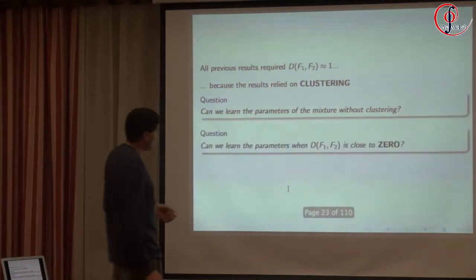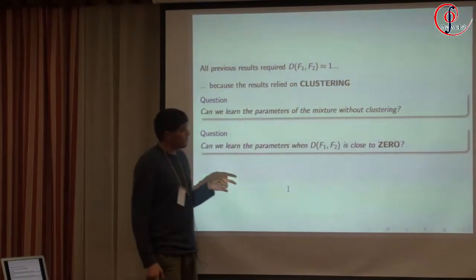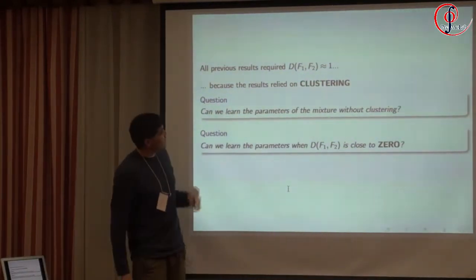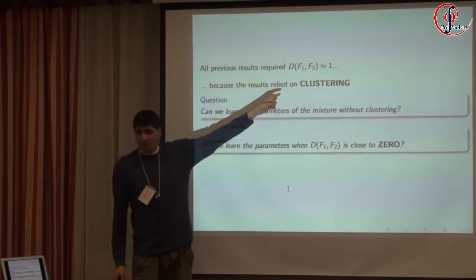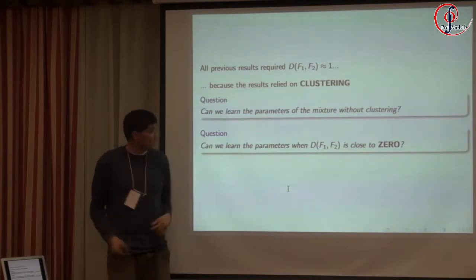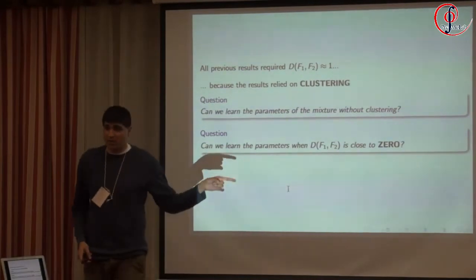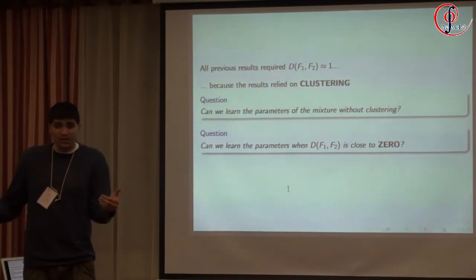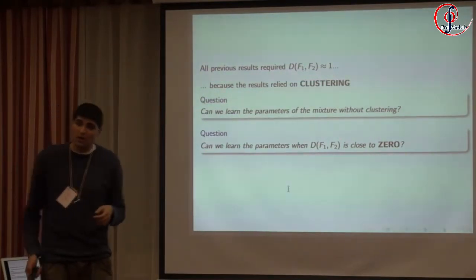So actually this talk will be about: can we learn the parameters of a mixture of Gaussians without clustering? And can we go beyond this barrier of having algorithms that only work in the case where the statistical distance is close to 1? Can we get away with statistical distance close to 0? So the Gaussians are now not almost entirely disjoint, but are almost entirely overlapping.